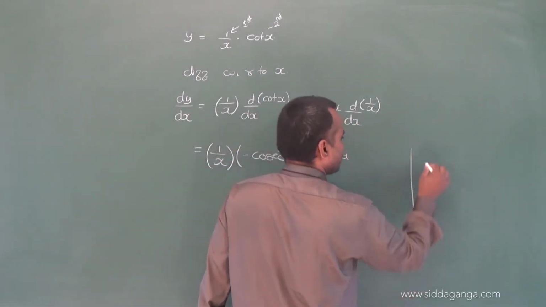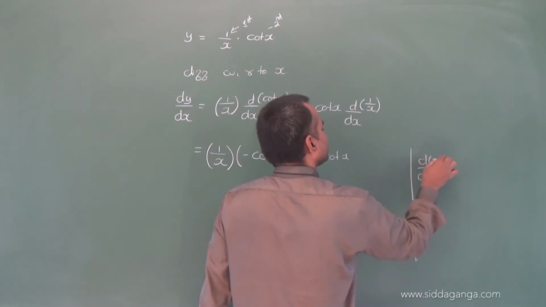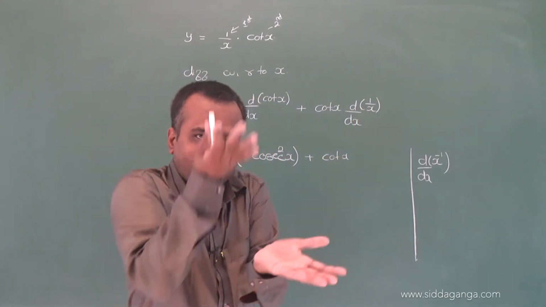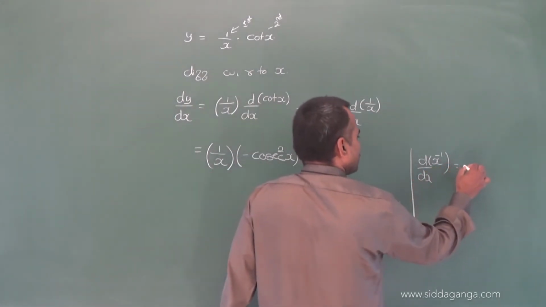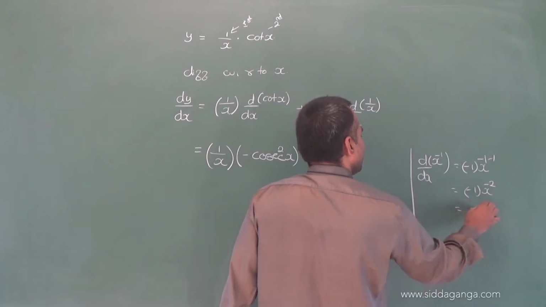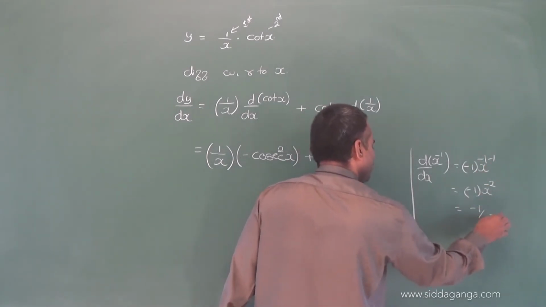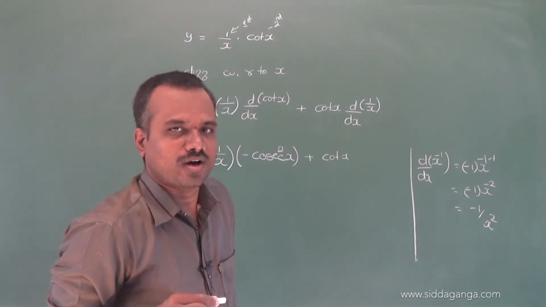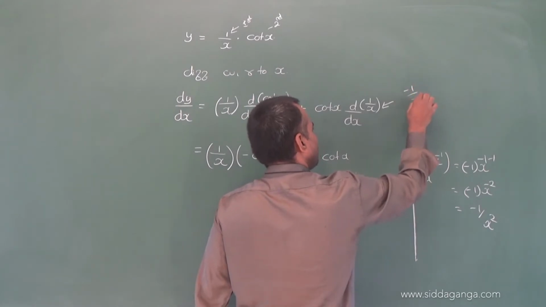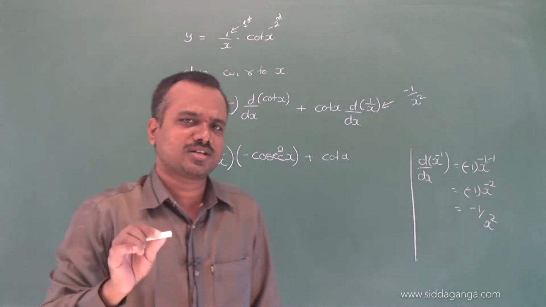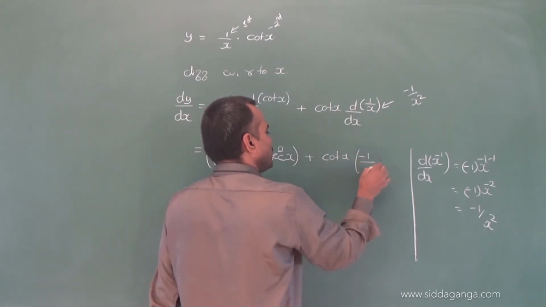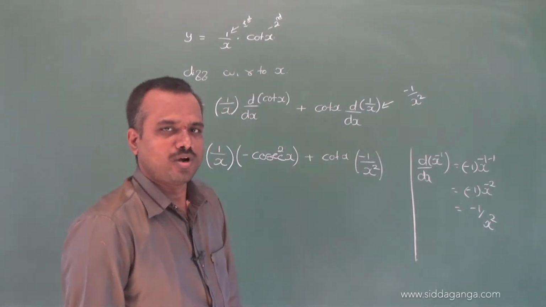If you don't know, write here, observe here: d by dx of x to the power minus 1, because 1 by x, I shift x from denominator to numerator, the power becomes negative. Minus 1 into x to the power minus 1 minus 1, minus 1 into x to the power minus 2. I shift from numerator to denominator: minus 1 by x square. Remember, this is very important. Derivative of 1 by x is minus 1 by x square. If you remember like this, it is very easy to write the answer directly. Otherwise, you write like this: cot x into minus 1 divided by x square.